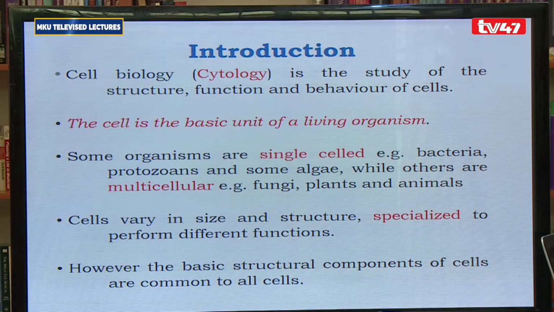So cells vary in size and structure, but that variation is basically for their specialization, because different cells perform different functions. Therefore, they have to specialize for their particular function. That's why we have different organisms, different tissues, and different organs which perform different things. For example, the work the red blood cells do is different from what the white blood cells do. I'm sure that is knowledge we already are aware of.